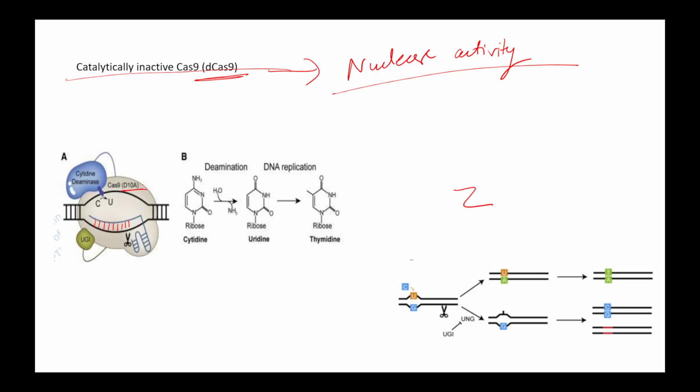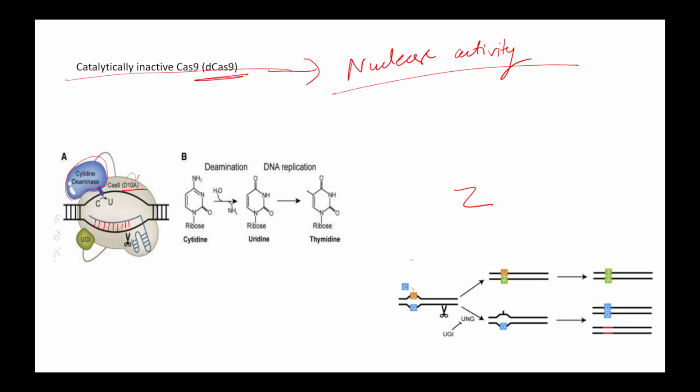So this is the mutation that has been made, D10A. That means this particular amino acid D has been replaced by A at the 10th position. Okay, that made it a catalytically dead or nuclease dead mutant. Along with Cas9, people have fused the cytidine deaminase. So this is another protein. You can make the fusion protein in frame with each other.